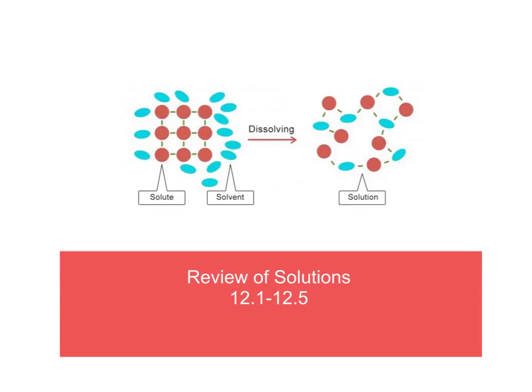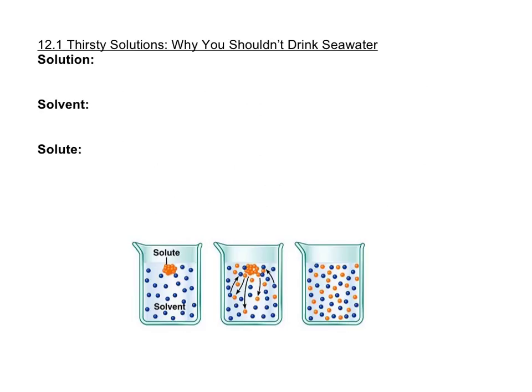Today we're going to do a brief review of solutions, and this is all stuff that you learned in honors chemistry, but I just want to make sure everybody's on the same page for building upon this for the AP content. So first, just a review of some terminology. So a solution is a homogeneous mixture of two or more substances or components.